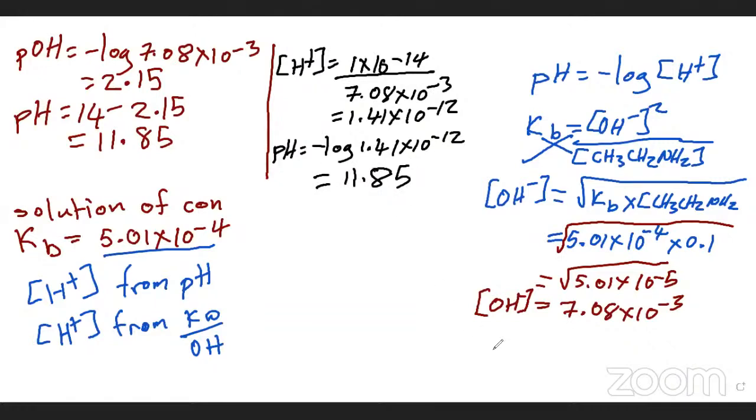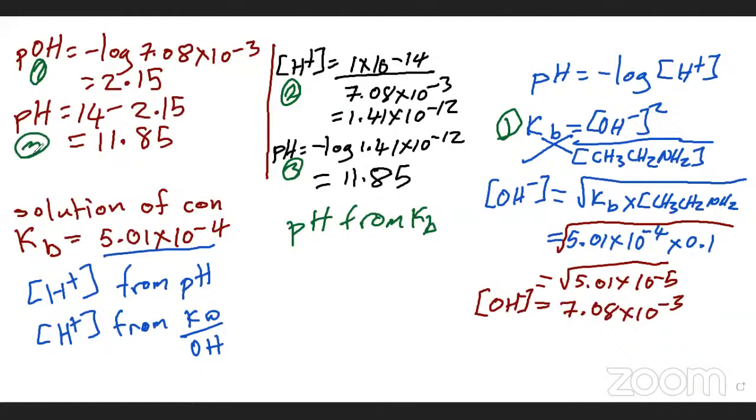And now make a note of this calculation. This calculation is pH from KB. So when you want pH from KB, you first need to find your hydroxide ion concentration. If you want to break it up into steps, the first thing you need to do is find the hydroxide ion concentration. If you're coming by this route, the next thing you do is to find the hydrogen ion concentration and finally calculate pH. You can think of it as three steps. Step one, find the hydroxide ion concentration, find hydrogen ion, then pH. Or find the hydroxide ion, then you find pOH, subtract pOH from 14, and you get pH. So it's three steps.